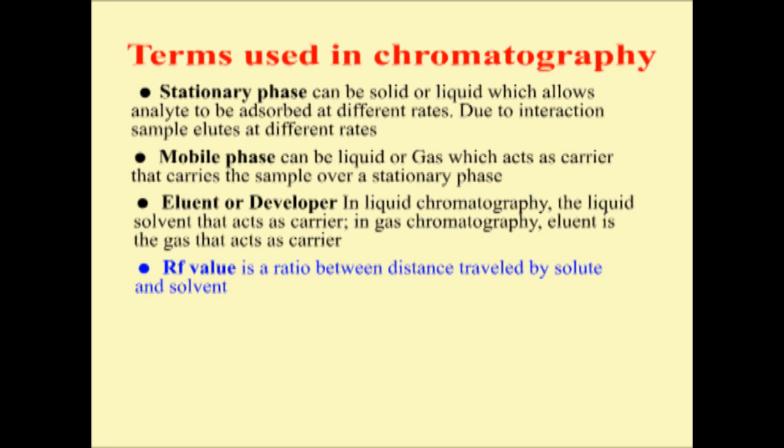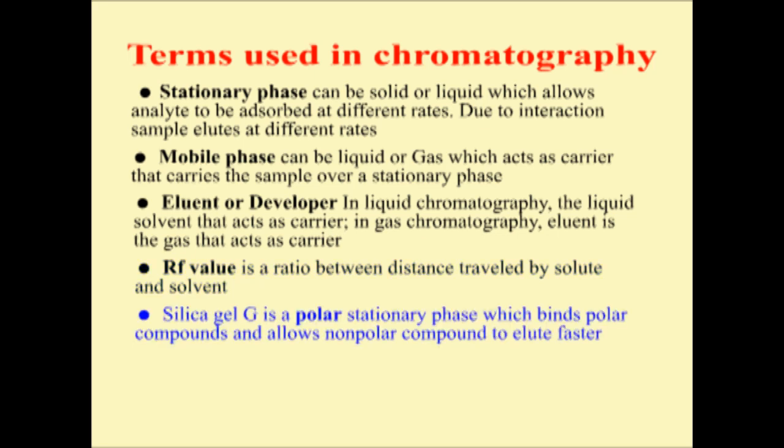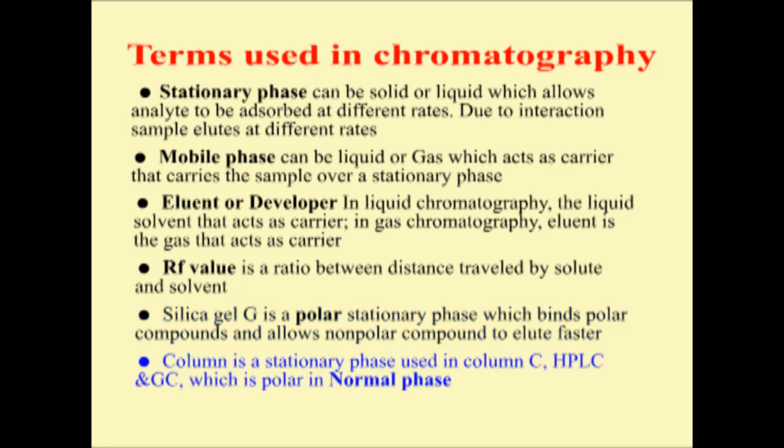RF value is a ratio between distance traveled by solute and solvent. Silica gel G is a polar stationary phase which binds polar compounds and allows non-polar compound to elute faster. Column is a stationary phase used in column chromatography, HPLC and GC, which is polar in normal phase and non-polar in reverse phase.